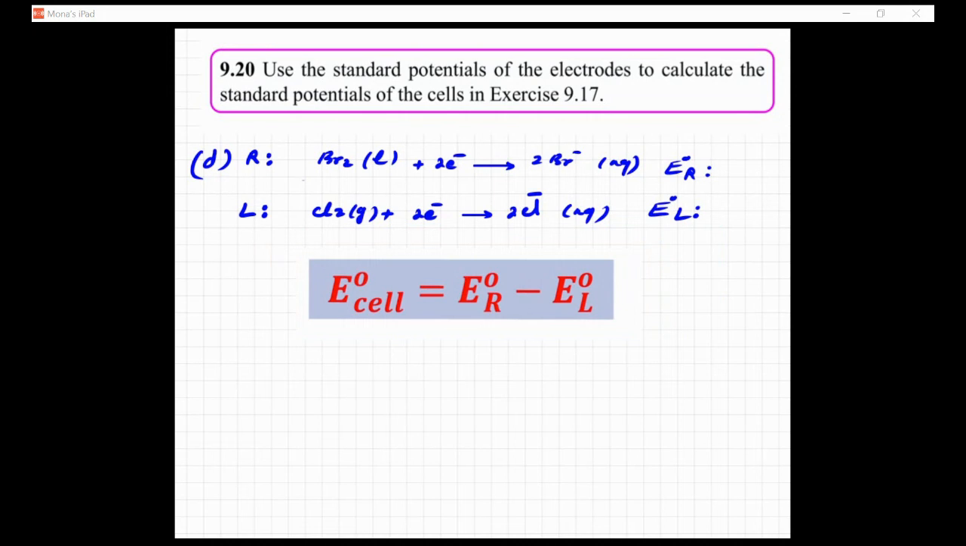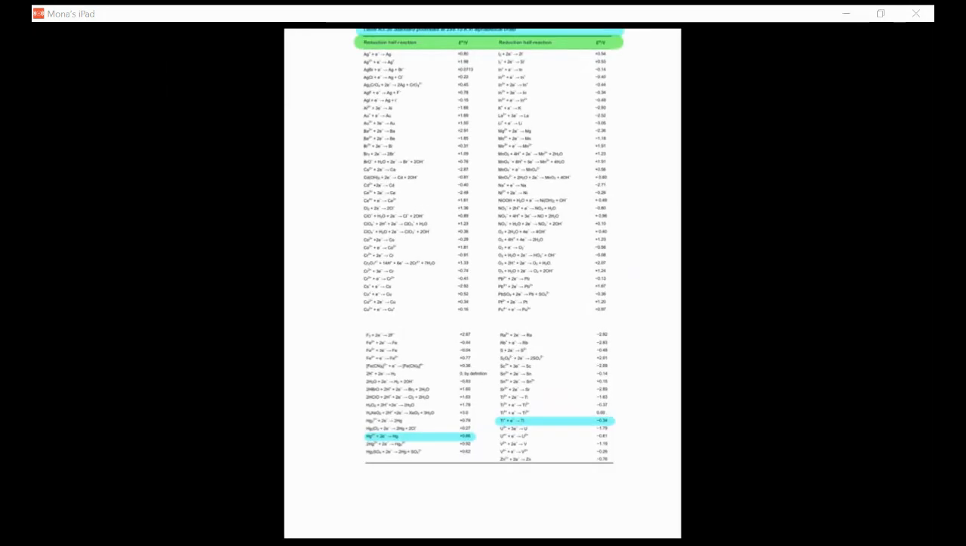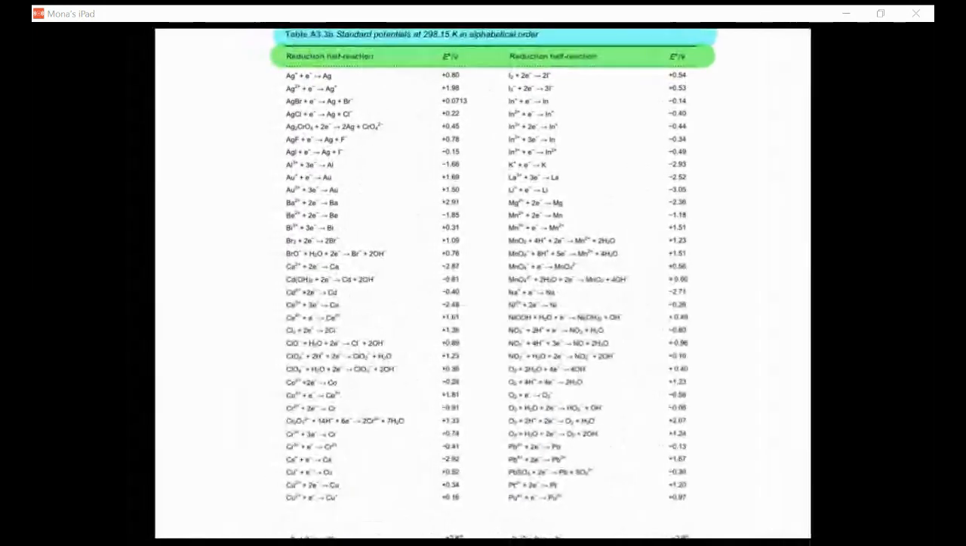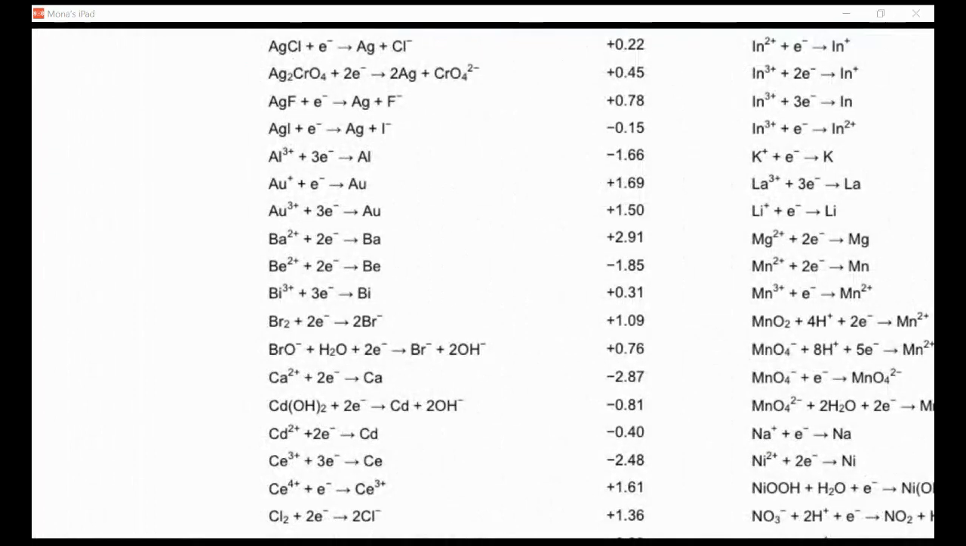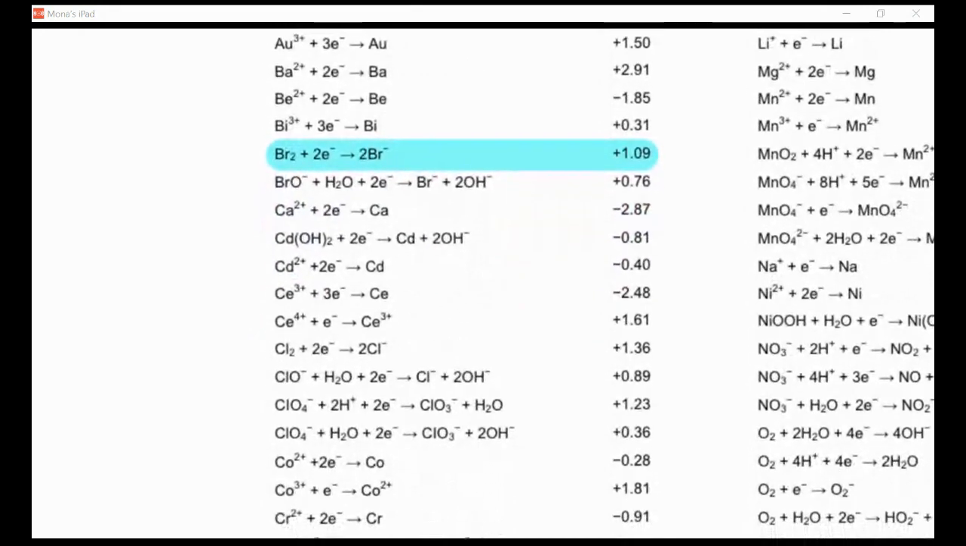So Br2 to Br minus, right? So Br2. So let's go there. I'll just need to clear everything that I have. Br2. So we are here. Br2, right? So it should be here, Br2, this is 1.09, and we have also Cl2 and Cl minus, and we have Cl2, and what?